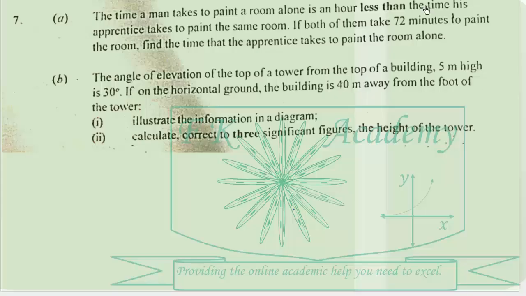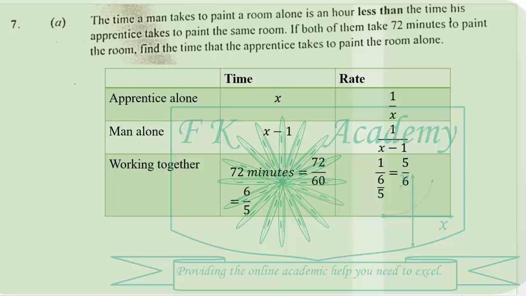Question number 7a. The time a man takes to paint a room alone is an hour less than the time his apprentice takes to paint the same room. If both of them take 72 minutes to paint the room, find the time that the apprentice takes to paint the room alone. So let's tackle the A part.